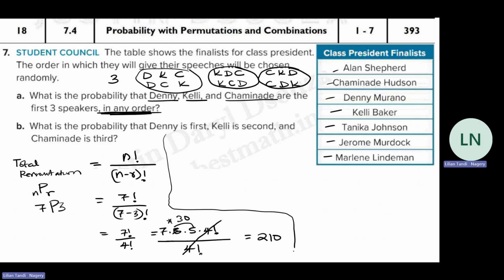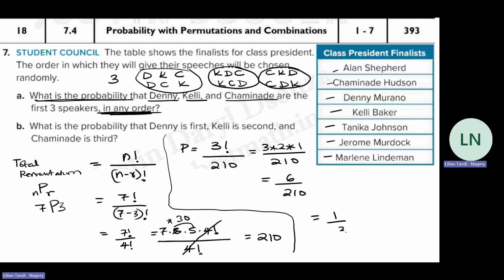Then now I want to do step 2, because the question asked what is the probability. So the probability will be the number of different ways it can come, 3 factorial, over my total, which is 210. That becomes 3 times 2 times 1 over 210, which becomes 6 over 210. When I simplify this, 6 divided by 210 should give me 1 out of 35. 1 out of 35, and I box my answer.